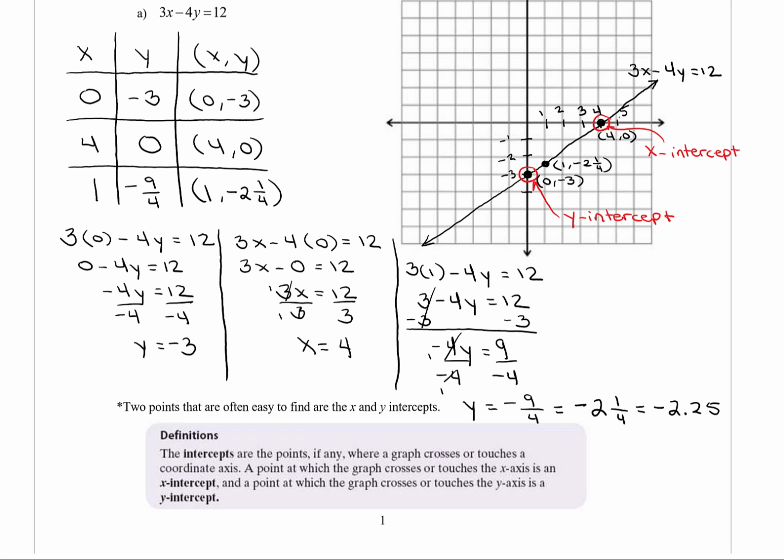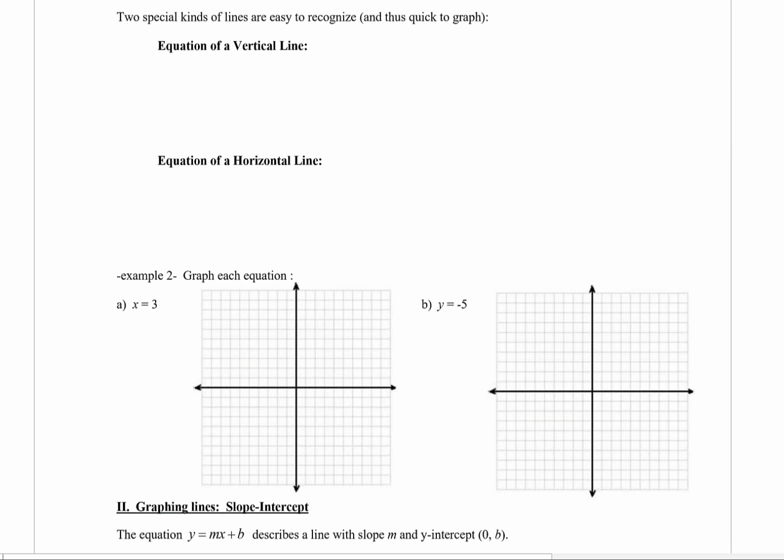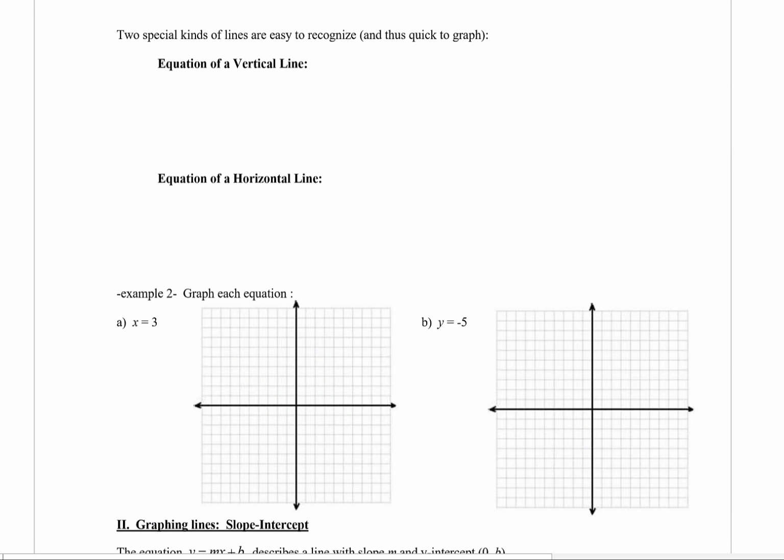Two special kinds of lines are easy to recognize and thus quick to graph. The equation of a vertical line is represented by x equals a, where a represents a constant. The equation of a horizontal line is represented by y equals b, where b represents a constant.